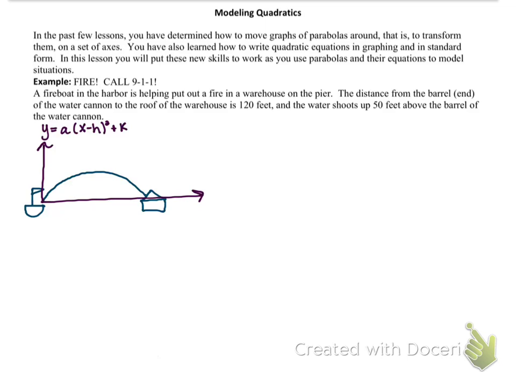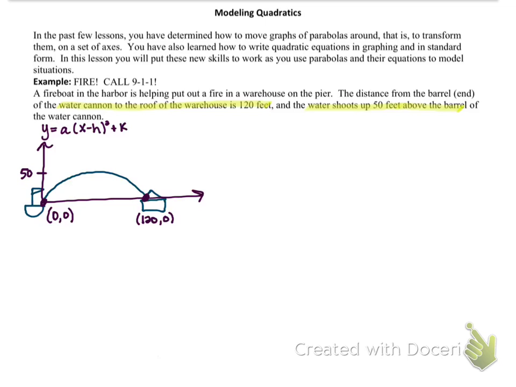From the information we know, the distance from the water cannon to the roof of the warehouse is 120 feet. So we know if this is our origin at 0, 0, the coordinate point where the water hits the warehouse is 120 feet away. So we'll have the coordinate point 120, 0. We also know that the water shoots up 50 feet above the barrel of the water cannon, so the maximum height that this reaches is going to be 50.